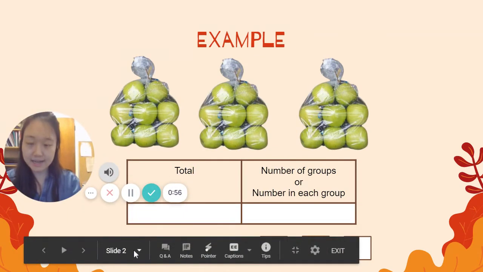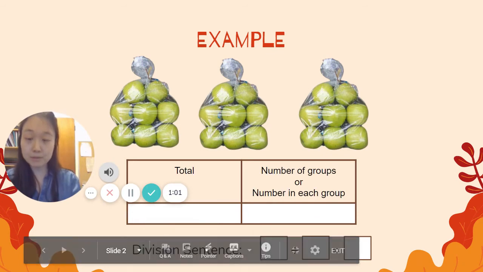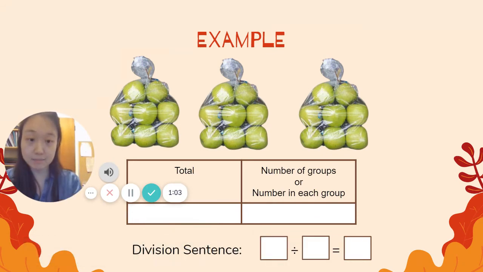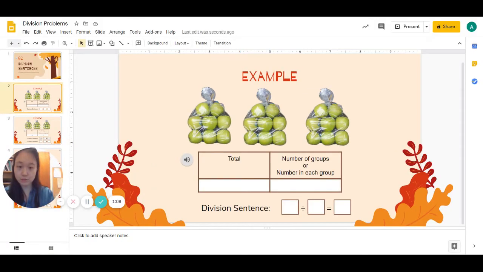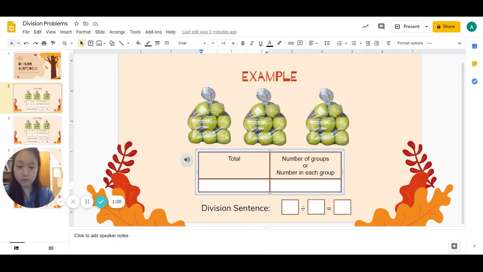So on this slide, I noticed that there are equal groups. There are apples that are placed into plastic bags, which are my groups. So division is where the total number is given, and I can just count how many apples there are in all, and that will give me the total. 1, 2, 3, 4, 5, 6, 7, 8, 9, 10, 11, 12, 13, 14, 15, 16, 17, 18, 19, 20, 21, 22, 23, 24. There are 24 apples in all.